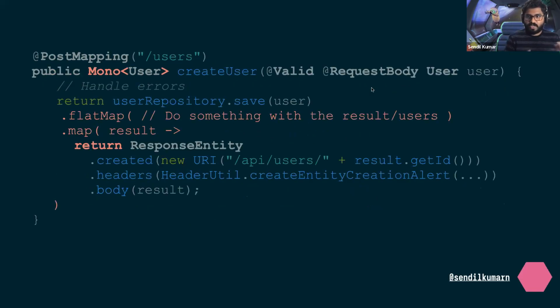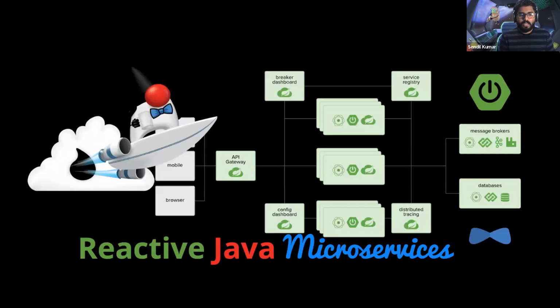And this is how a Spring reactive-based controller would look, where instead of using user, you go for Mono, and then you chain all your requests down the line. And that's how Spring Reactive works.